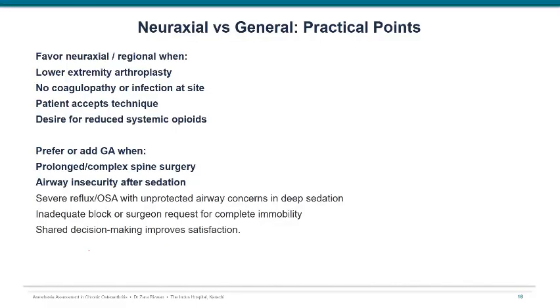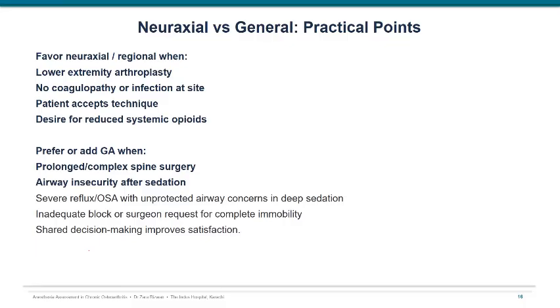Neuraxial and general anesthesia both have their own pros and cons, and it's individualized as per the patient. It's not a general rule to go for neuraxial only or general only, or to go for the combination. We consider the patient's requirement and the surgeon's requirement. Neuraxial and regional is favorable for lower extremity arthroplasty, if there are no coagulation or infection related issues, if the patient accepts it and has a better understanding of neuraxial, and there is a desire for reduced systemic opioids in the intraoperative as well as postoperative period.